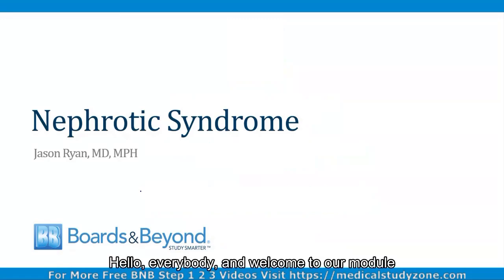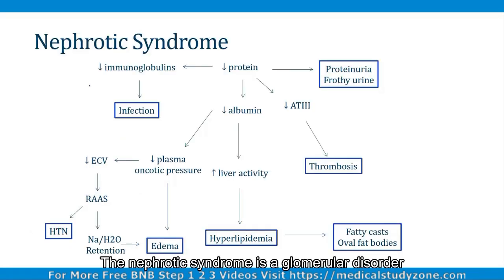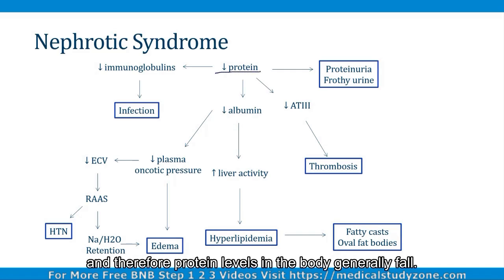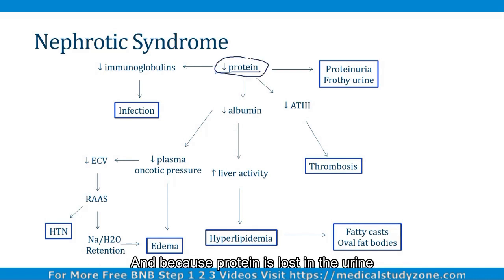Hello everybody and welcome to our module on the nephrotic syndrome. The nephrotic syndrome is a glomerular disorder where protein is lost in the urine and therefore protein levels in the body generally fall. And because protein is lost in the urine and protein levels are low in the body, that leads to all the clinical features that define the nephrotic syndrome.